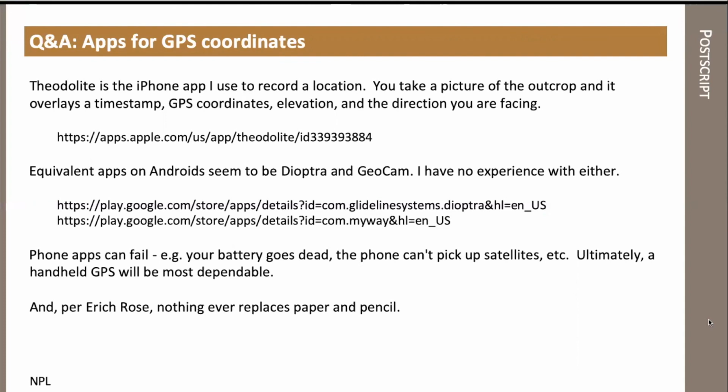And as Eric Rose noted, nothing ever replaces pencil and paper. Paper has the advantage that you can drop a sheet of paper in with the bag of specimens that you've got, so that three years from now, when you try to figure out what these things are, you can figure out where they came from.